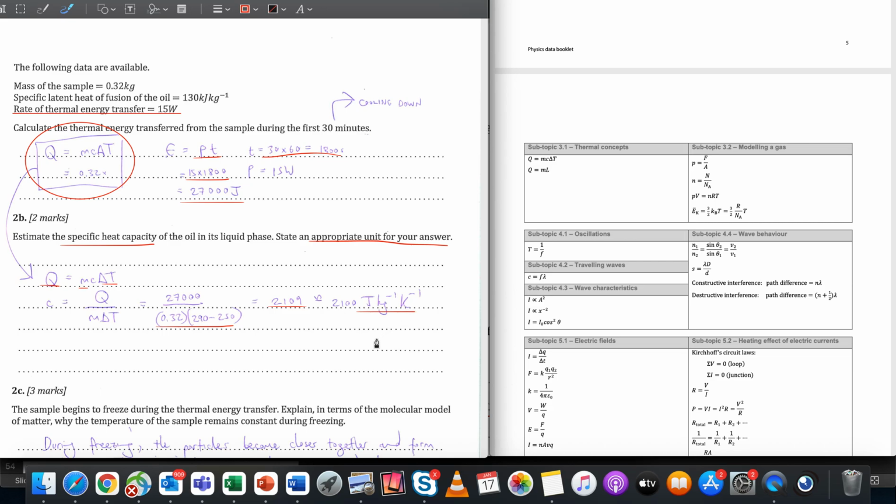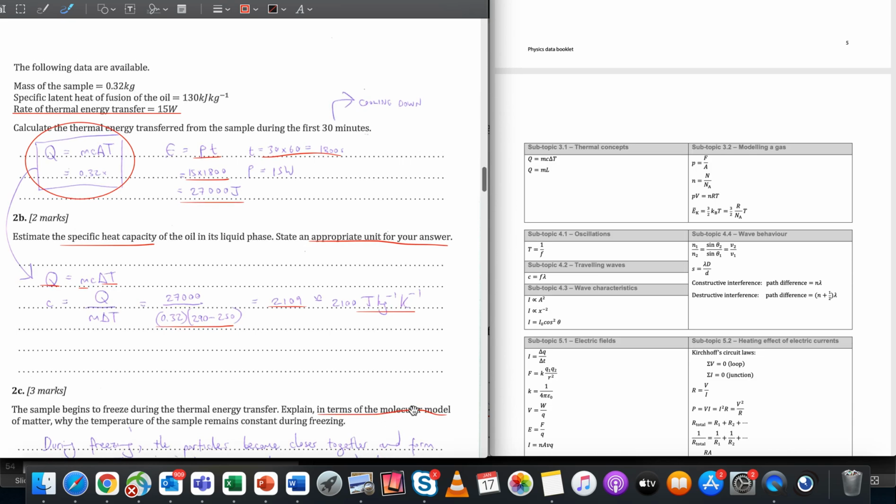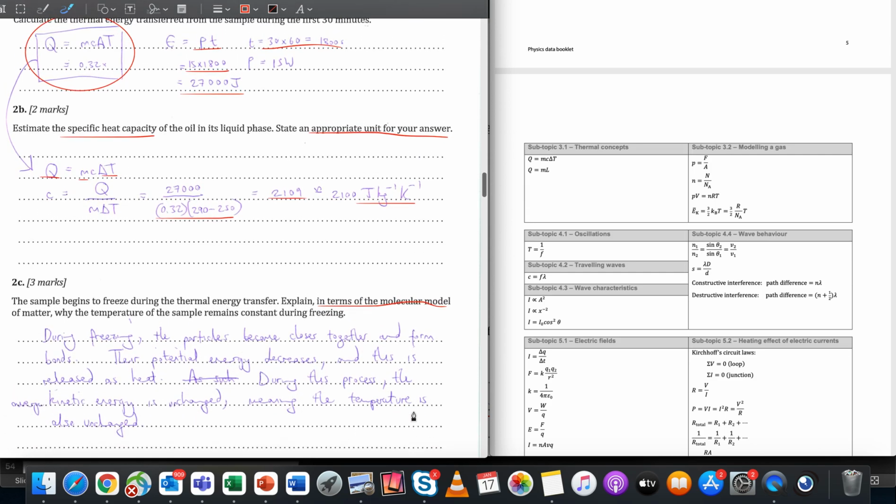We're then asked, the sample begins to freeze during the thermal energy transfer. Explain in terms of the molecular model why the temperature remains constant. Okay, well, for this one we need a fairly general response. We need to understand that during freezing, the particles become closer together and they form bonds.